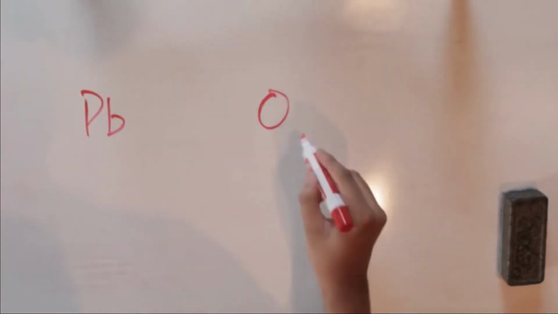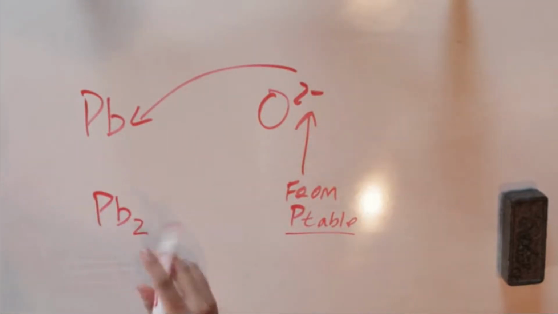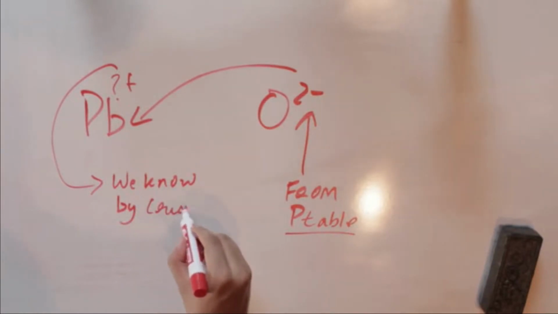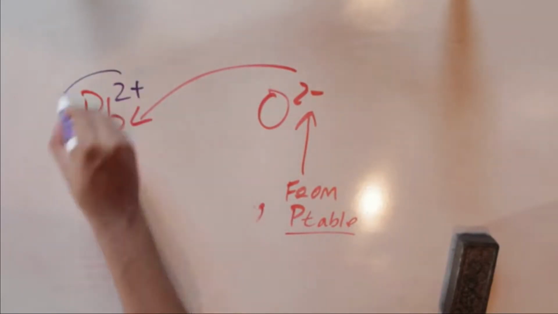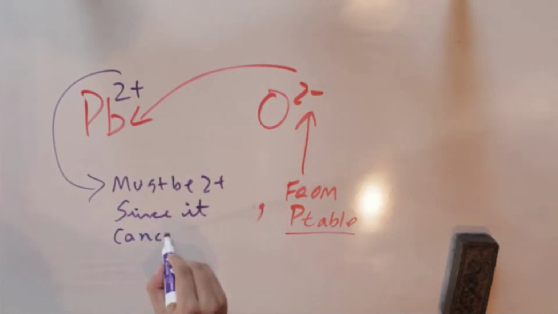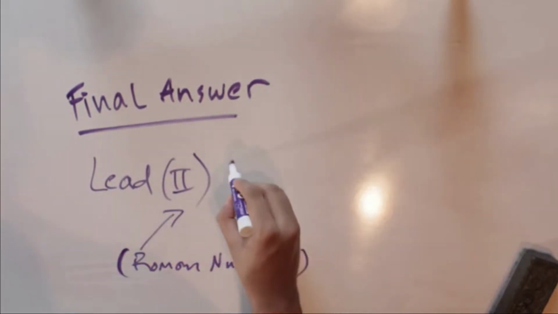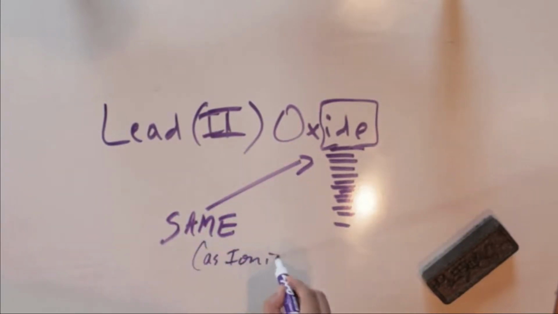Now we know the oxygen will make a 2- charge, and so by crisscrossing the charges, we can also figure out that the Pb, or the lead atom in the molecule, will have a 2+ charge. And so when we're writing the equation down, we have to use a Roman numeral next to the lead in order to indicate that the lead has a 2+ charge instead of a 3+ or 4+ or whatever else charges that it has. So as you can see, the "-ide" for the oxygen does not change.